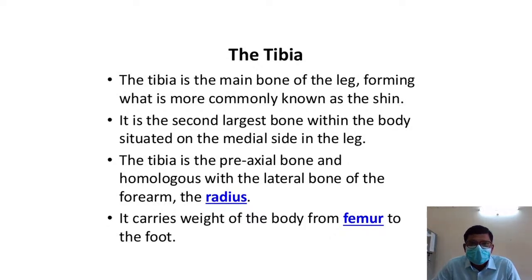So, the tibia is the main bone of the leg, forming what is more commonly known as the shin of the leg. Shin is nothing but an elevation which is seen just below the knee joint. This tibia is the second largest bone in the body, which is situated on the medial side of the leg. The tibia is the pre-axial bone and it is homologous with the lateral bone of the forearm, called the radius. The important function of the tibia is it carries weight from the body, from the femur to the foot.